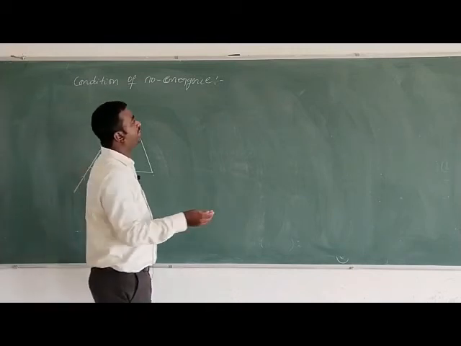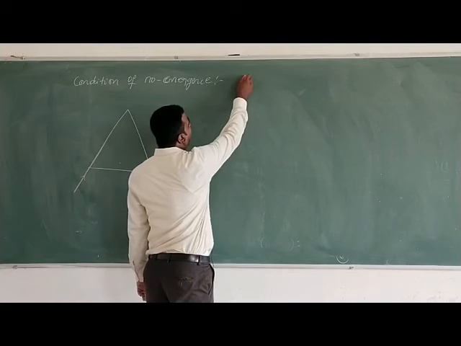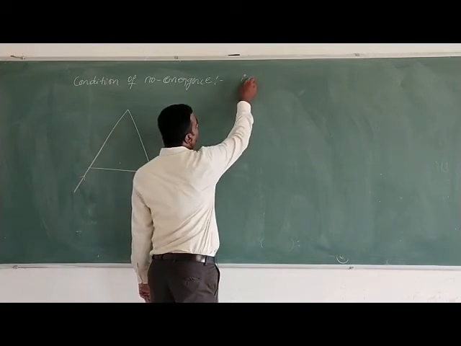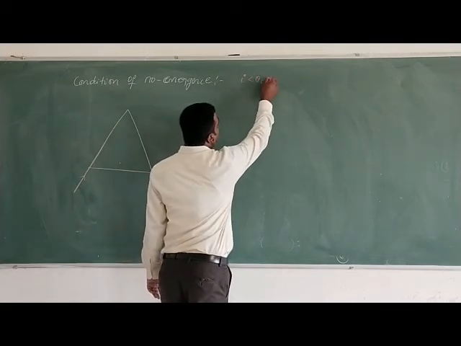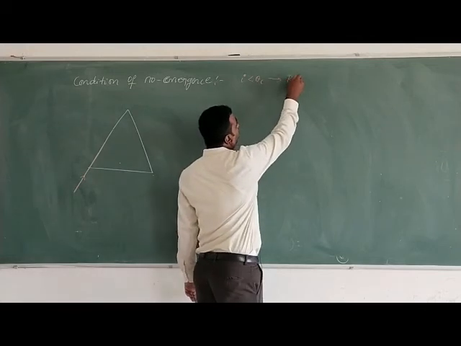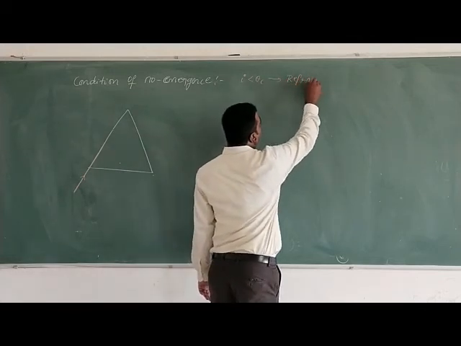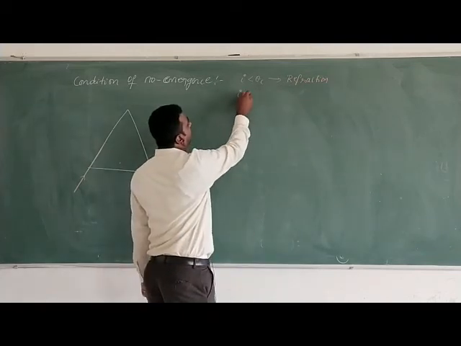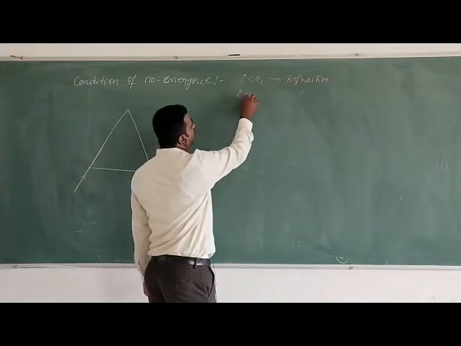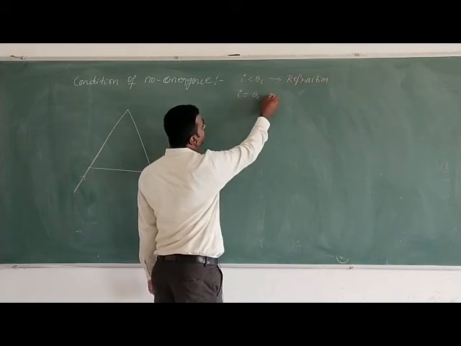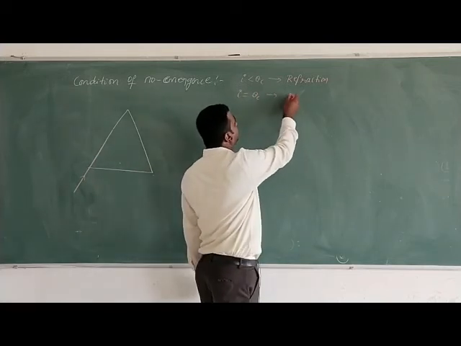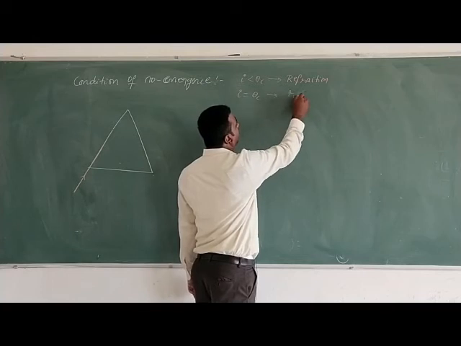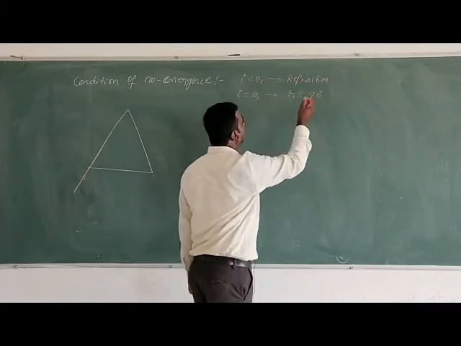Before that, remember this point: if the angle of incidence is lesser than the critical angle, what happens? Refraction of light takes place. If the angle of incidence is equal to the critical angle, the refracted ray is equal to 90 degrees.